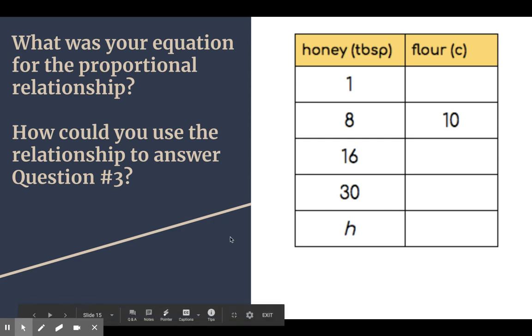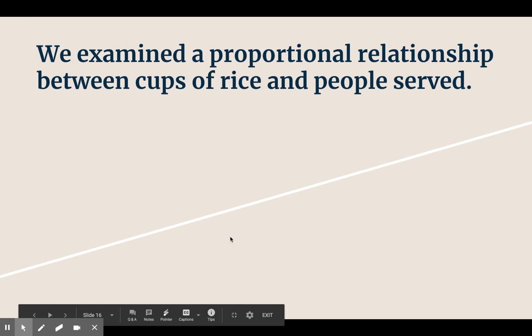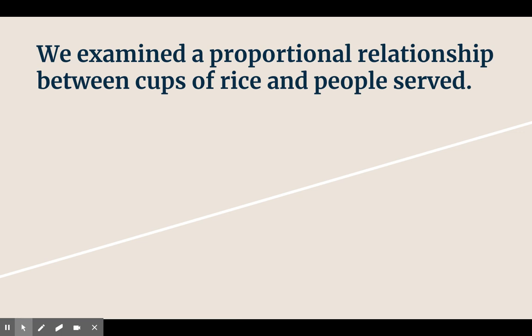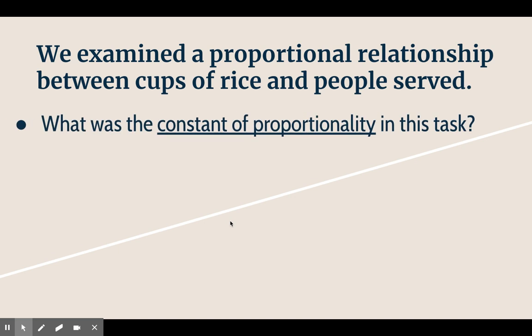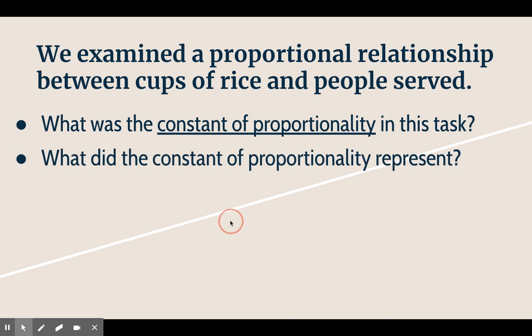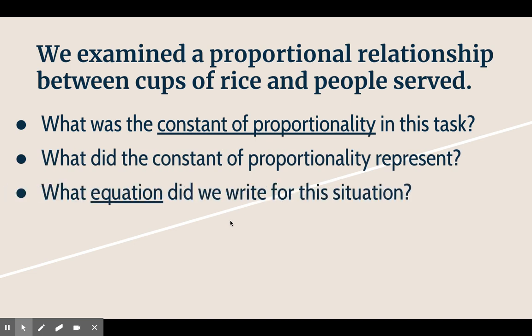All right, so let's go back and recap a little bit. We examined a proportional relationship between cups of rice and people served in our first example. So let's answer these 3 questions. Let's have somebody recap. You can scroll back up to the second page of your student companion. What was the constant of proportionality in this task, or what was the unit rate? Remember, what was that one that had per 1? Then, what did the constant of proportionality represent? And what equation did we write for this situation? All you have to do is go back to your student companion for our first elaboration activity to answer these questions just to recap, okay?